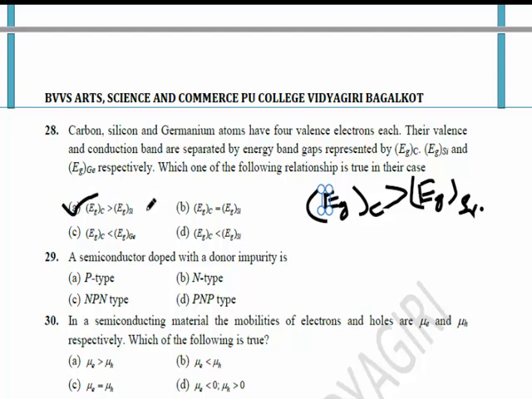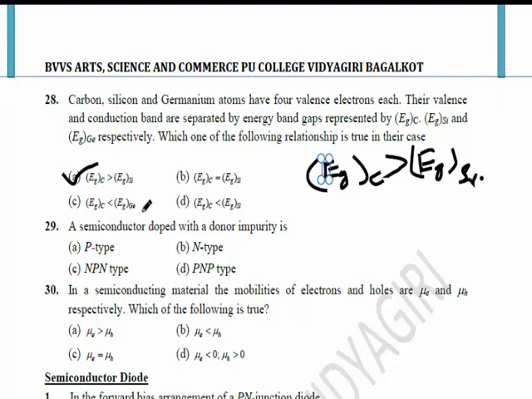So the forbidden energy gap of carbon is greater than that of silicon, meaning EgC is greater than EgSi. It is not less than germanium or silicon; it is greater than germanium and silicon. So carbon has more forbidden energy gap compared to silicon and germanium. So option A is correct.